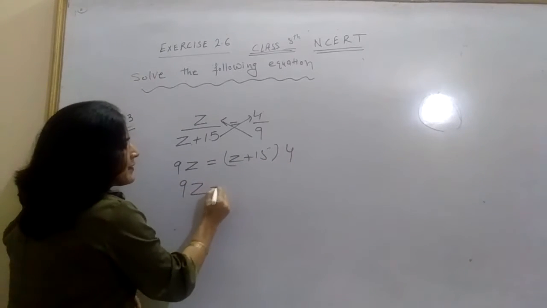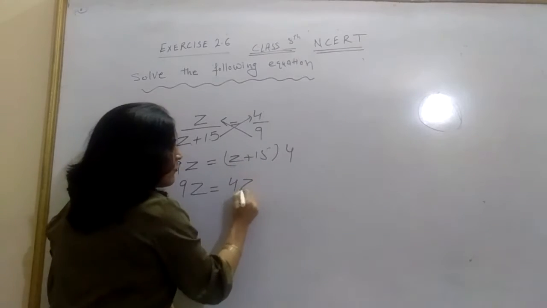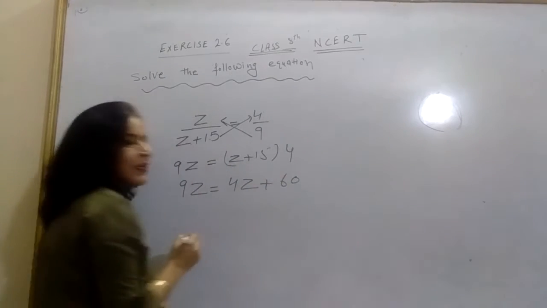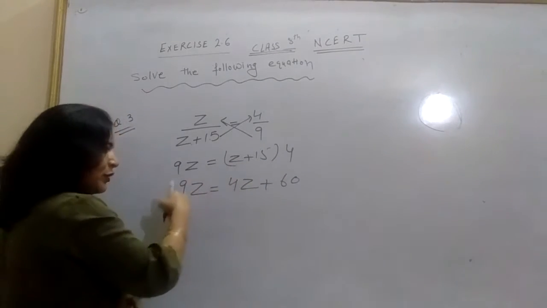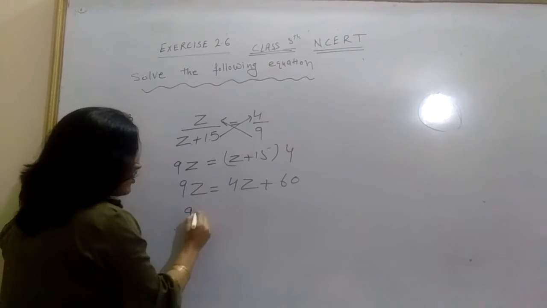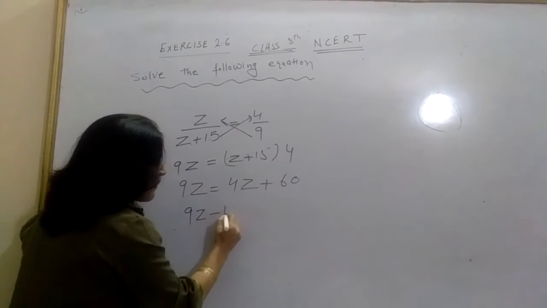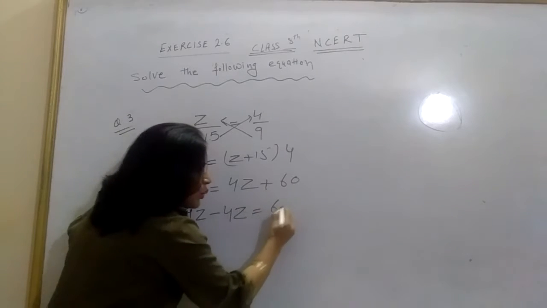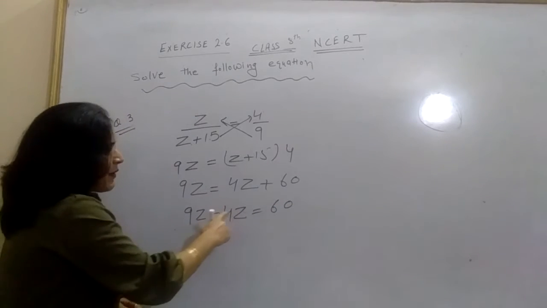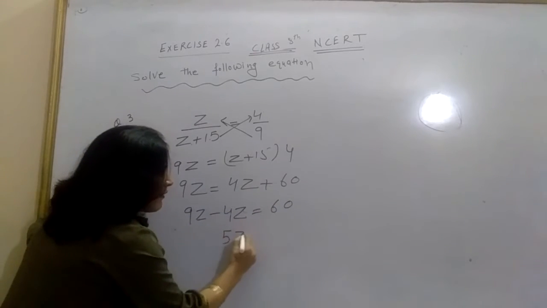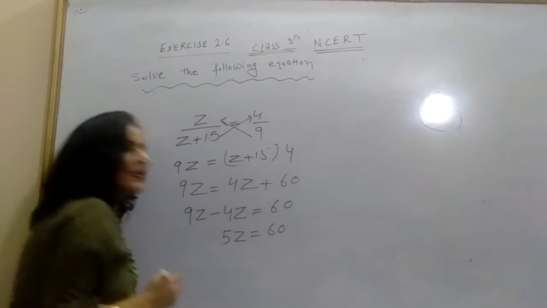So 9z is equal to 4 into z, 4z plus 60. Now transfer the term with variable to the other side and change the sign of the transferred term. So it is 9z minus 4z is equal to 60. 9z minus 4z, 5z is equal to 60.